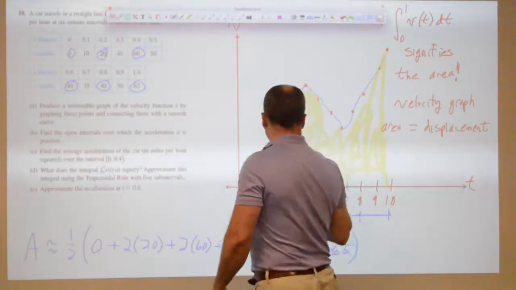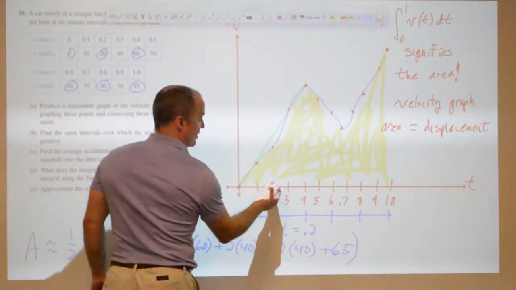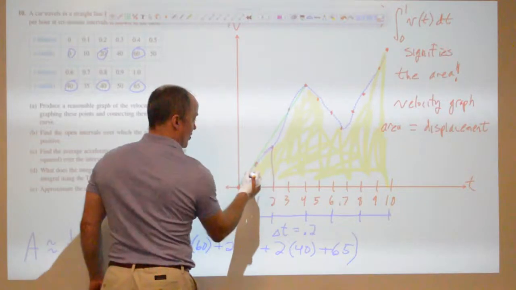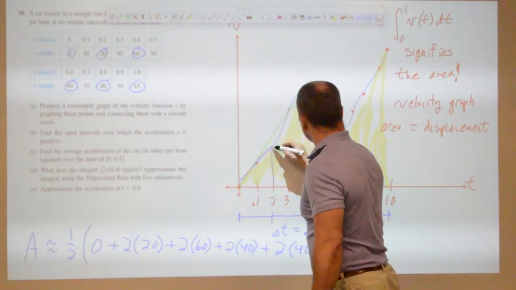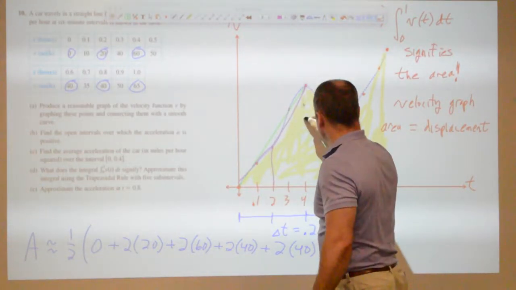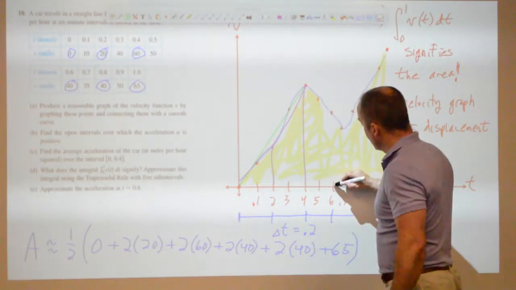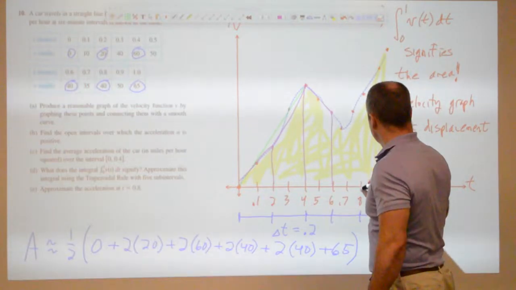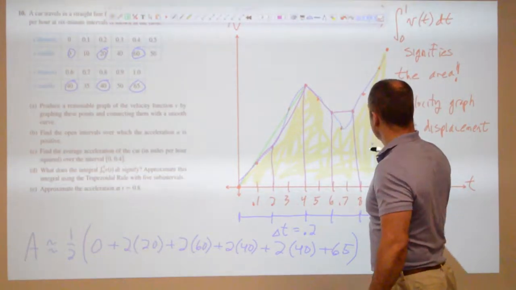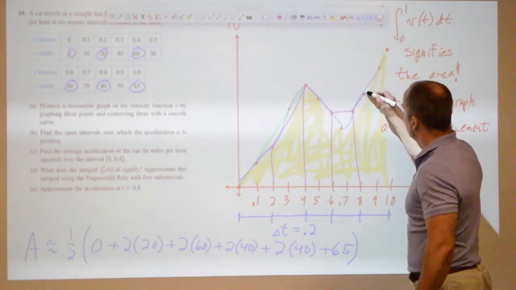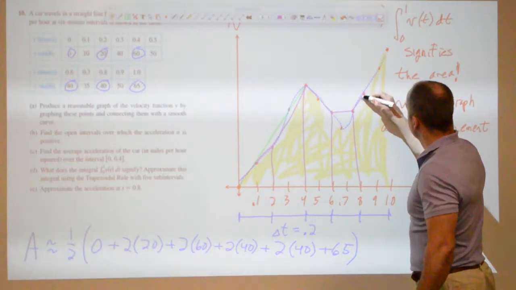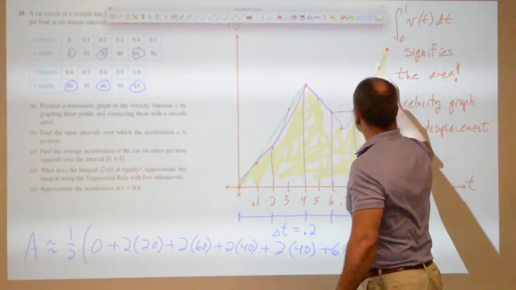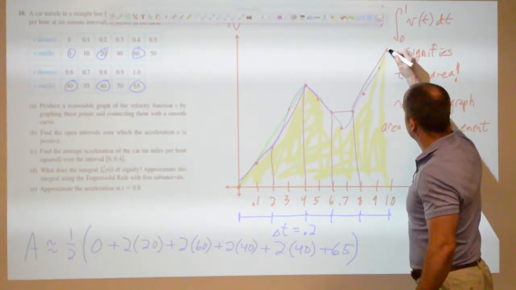When we go up here and make these trapezoids, first off, our first trapezoid is a triangle, right? Our next trapezoid looks like that. It's starting to look like art. Our next trapezoid almost looks like a rectangle. And our next trapezoid goes all the way up to there.